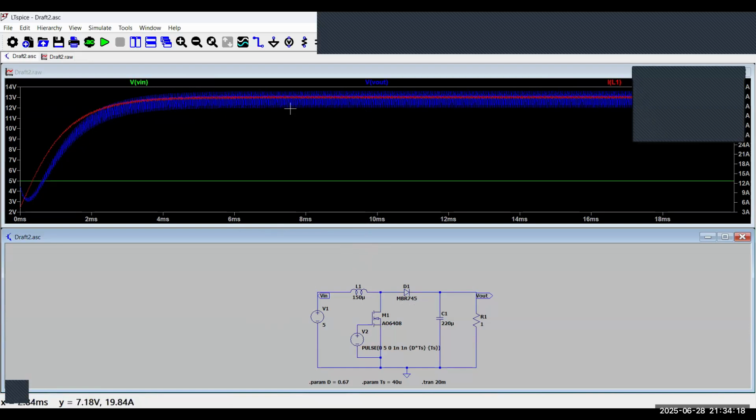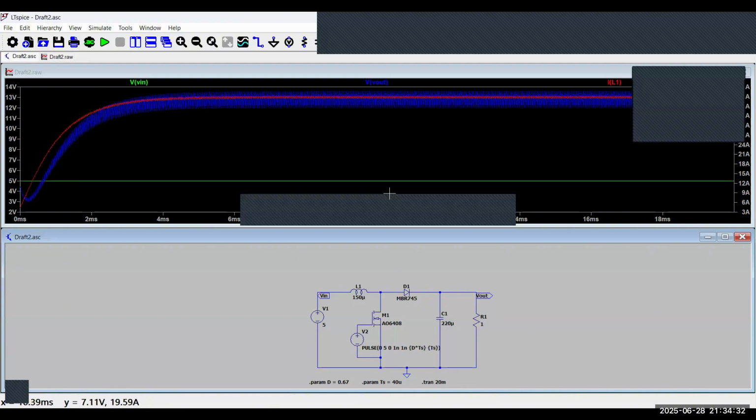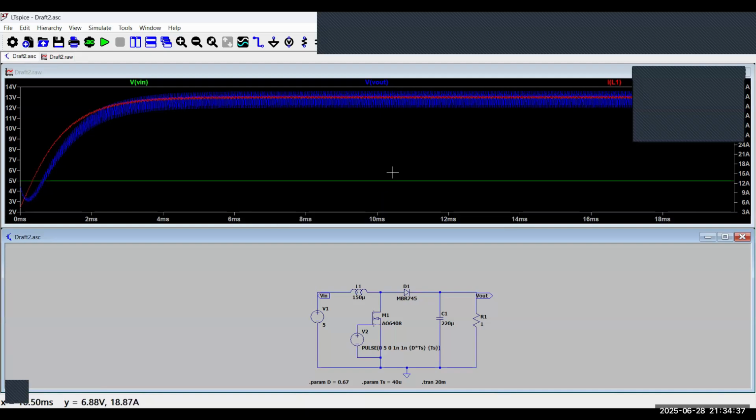So we can get a higher difference between input and output voltages with switching mode power supplies than with linear power supplies. We can achieve a higher gap between input and output. That's the main difference between these two. And we can also transfer more power using this switching mode power supply as well.